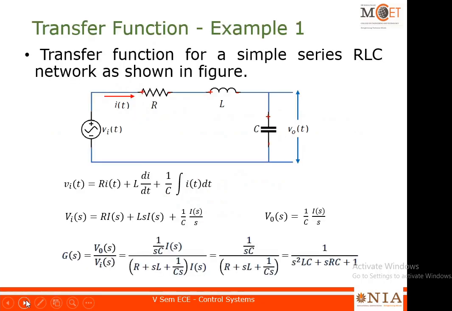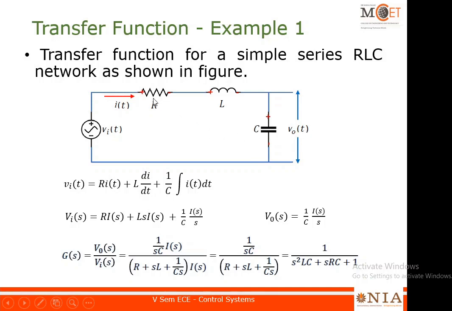Here, we have given a simple circuit of RLC which are connected in series with the supply. The supply is given the name Vi of t. So this is your input variable. We have taken Vi of t as the input variable, and there are three components: resistor, inductor and capacitor. We have taken voltage across capacitor as output variable. So we have given a name of V naught of t.